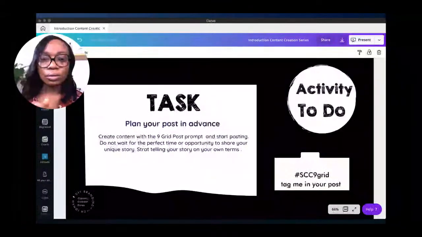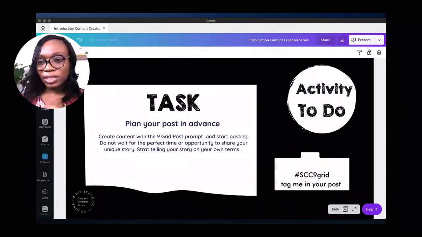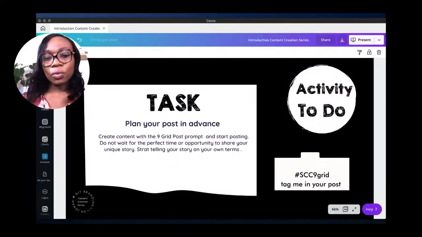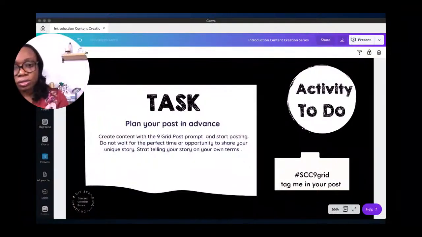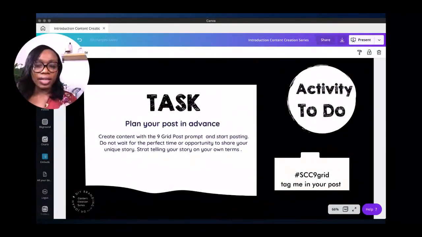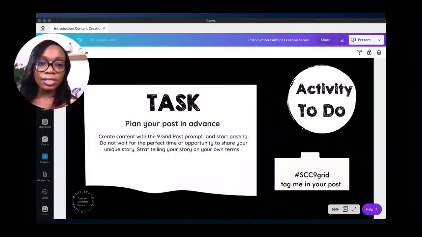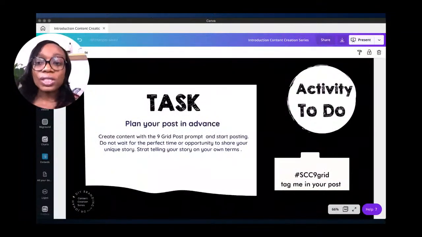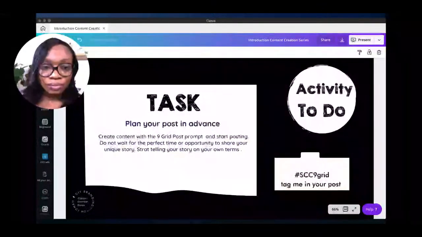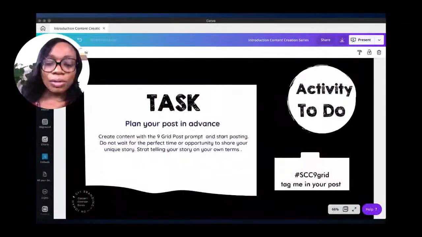I'm going to send you, I will share this link so that everybody has access to this Canva link and can easily follow the 9 grid. But like I said, take screenshots in places that you need. This is the task for the week: create content with the 9 grid and start posting on Monday. Start posting on Monday. Remember, the time to start is now.